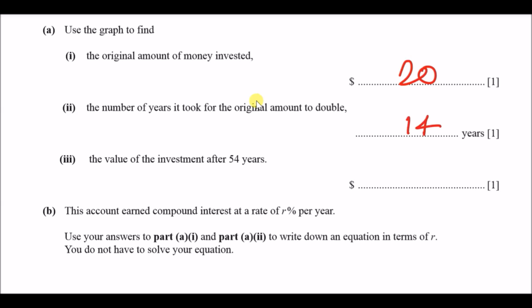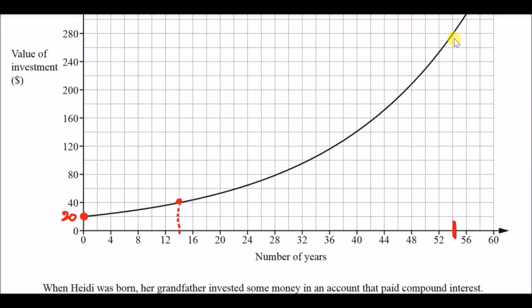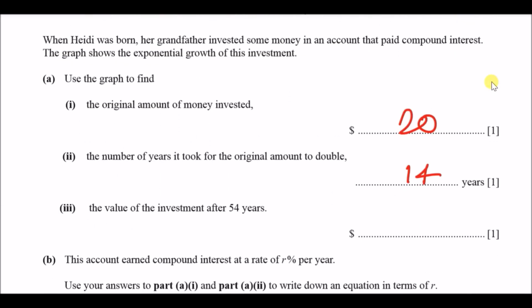Okay, easy. Now use the graph to find the value of the investment after 54 years. So we just have to go straight to 54, which occurs around here. And going upwards, 54 years is over here, this mark here. And that's equivalent to 280. All right, not bad.